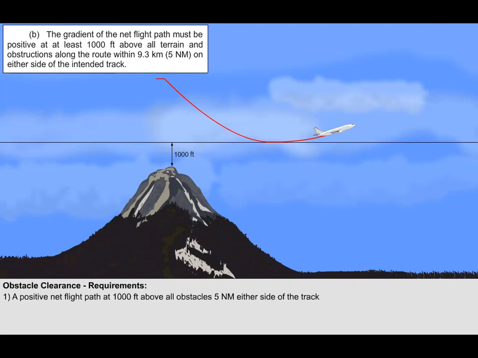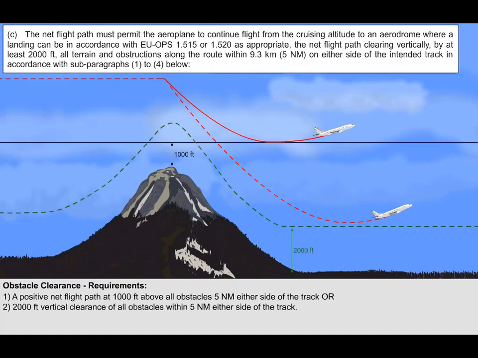This regulation is essentially saying that the aeroplane must be able to demonstrate that it can level off and achieve a positive climb at 1,000 feet above all obstacles along the route. This may be very difficult to achieve if there was a very high mountain around. If the aeroplane is unable to have a positive climb 1,000 feet above all obstacles, then the aeroplane may level off at a lower altitude, so long as any obstacle encountered in the descent is cleared vertically by at least 2,000 feet.